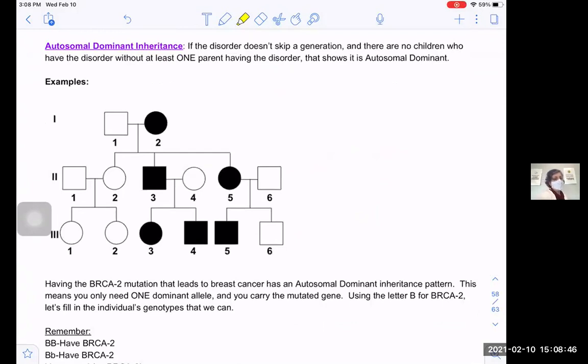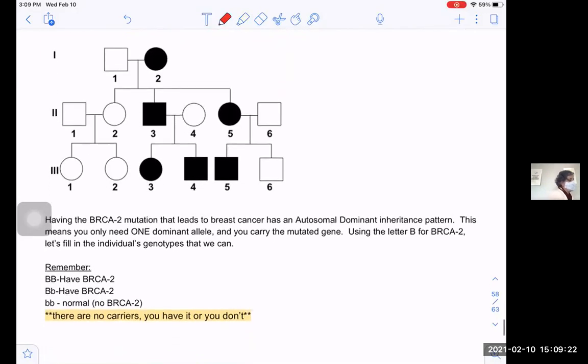So here we have an autosomal dominant pedigree. And the first big thing is that it doesn't skip a generation. Every generation has it. That's the first clue. And the second clue is there's no children who have the disorder without at least one parent having the disorder. So in order for it to be autosomal dominant, one parent has to have it in order to give it to their kids. Okay, so let's see what that looks like by writing in some genotypes.